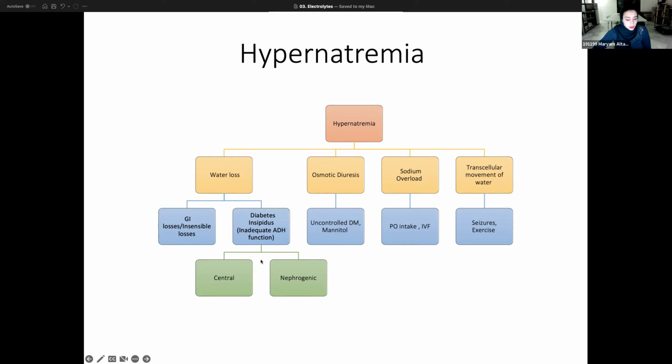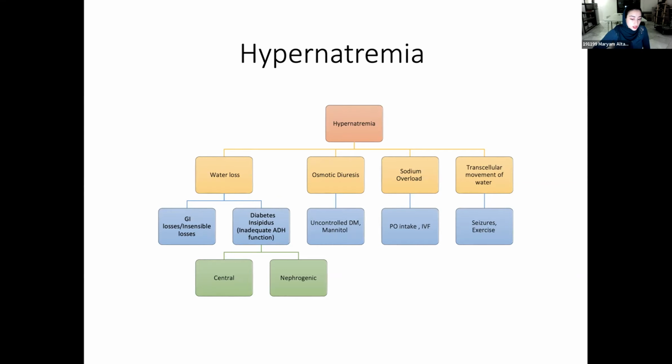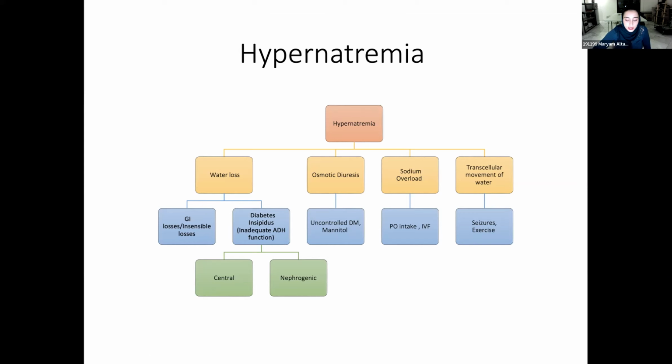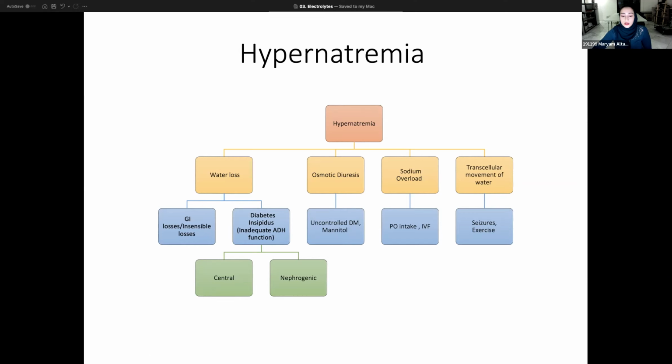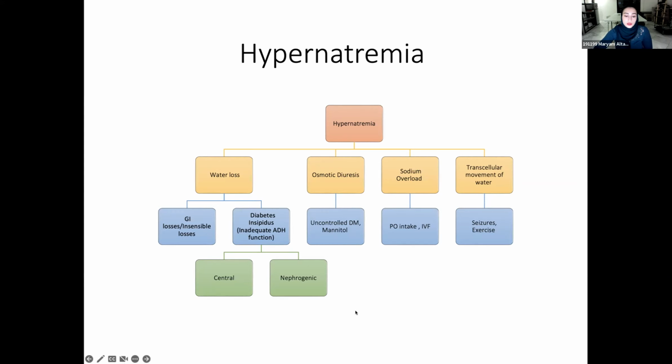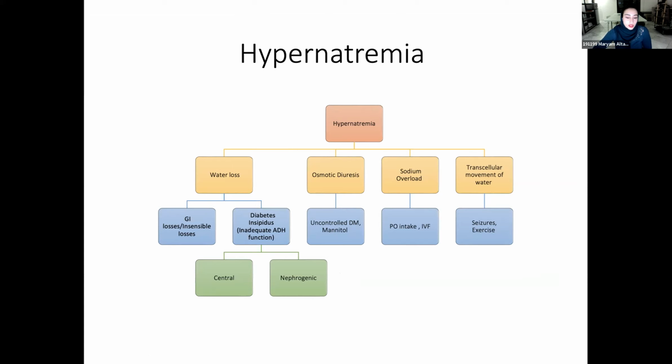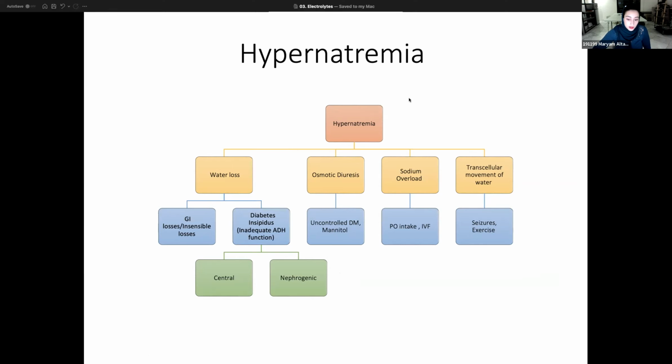You can have central causes, meaning in the hypothalamus, you're not producing enough ADH, and you can have nephrogenic, so causes in the kidneys. And there are a lot of things that can do this. Changes in the balance of calcium levels, and also hypokalemia or hyperkalemia, a lot of different things. Lithium is a drug. So we don't want you guys to know this right now. I just want you to understand that there is some overlap between hypo and hypernatremia. That's why it's very important for you to get labs, okay?